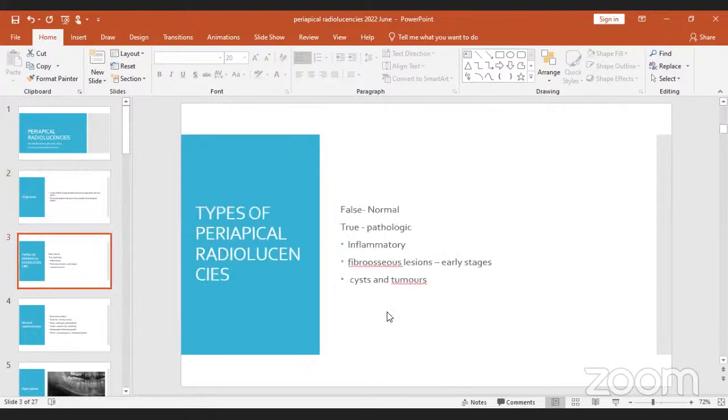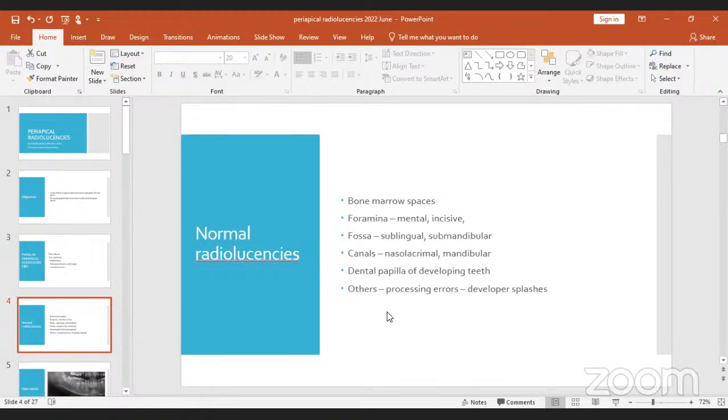So we can simply classify them into false and true ones. The false ones are just the normal radiolucent appearances on images. The true periapical radiolucencies that we need to look at are the ones that are pathologic, and they can be divided into inflammatory, fibro-osseous, cyst and tumors.